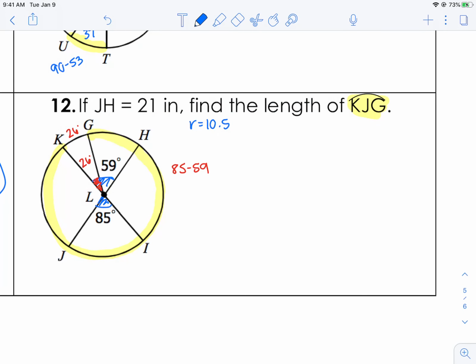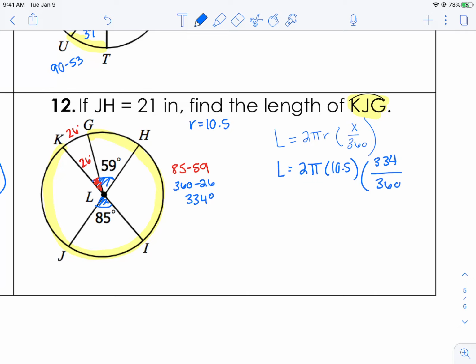To find arc KJG, I'm going to do 360 minus 26, and I get 334 degrees. So that's the X that I'm going to be using. So I'm going to put it in my formula. So L is equal to 2 pi times 10.5 times 334 over 360. Plug it into my calculator, and you get about 61.21 inches. Okay, and that is it for today.